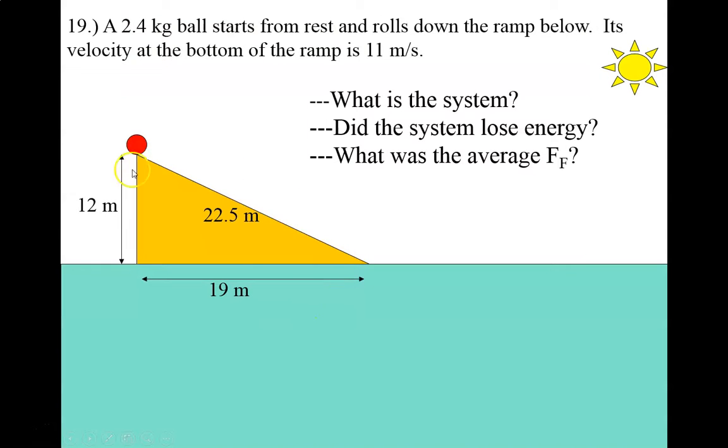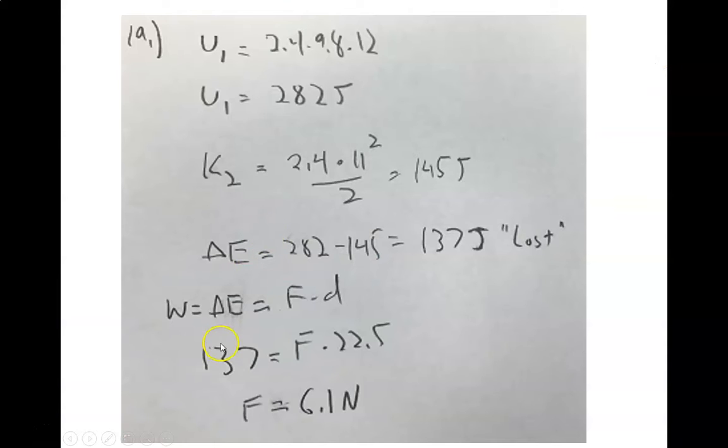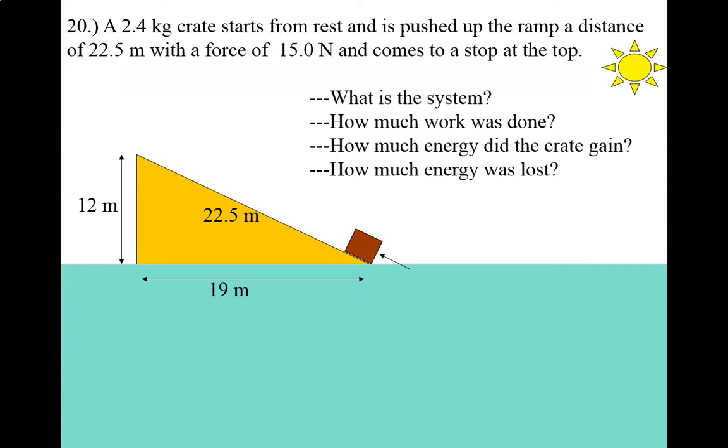And looking at our picture, the diagonal is the distance that the friction was acting on. So that's the distance that we want to use as our distance. So 137 was equal to the work done by friction, which is equal to the force of friction times the distance, which is the diagonal, 22.5. And we get that the force of friction was 6.1 newtons. So just an example using friction.